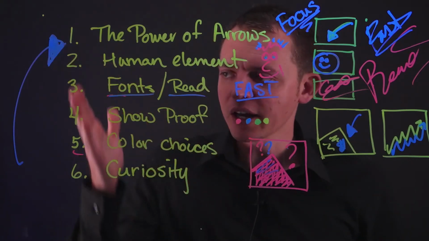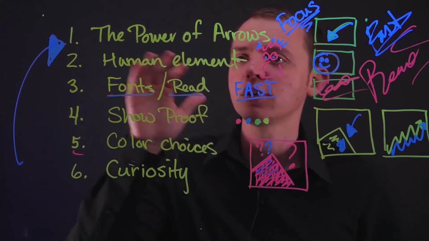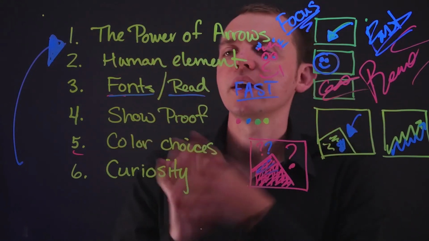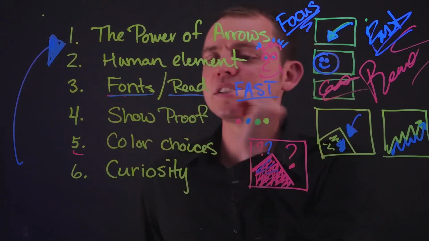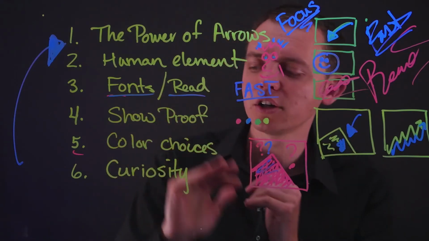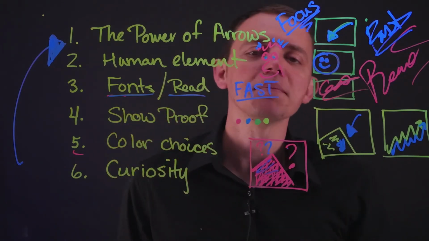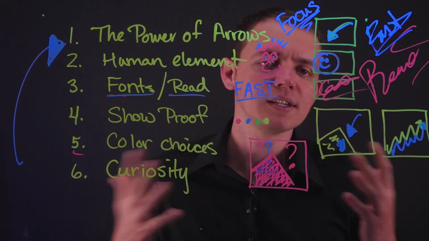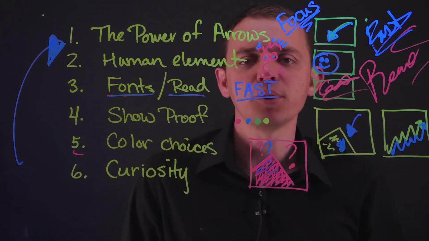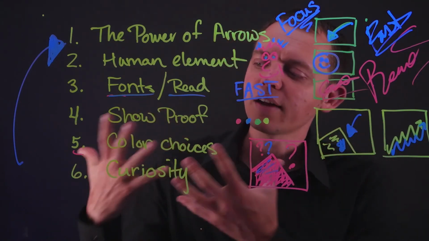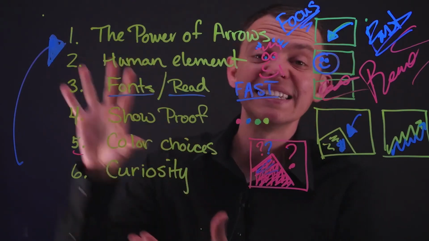So ultimately, these are the 6 tips: power of arrows or elements or items that get attention, human elements, fonts and readability, showing proof, color choices, and curiosity. These are the main things. Of course, there are many more things that will spice up your thumbnails, but I think a lot of this comes down to the foundation of these elements.